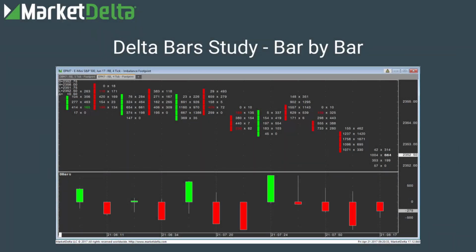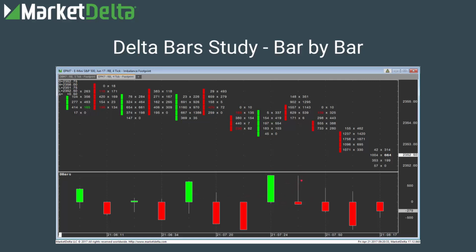All right, the next study we want to look at is delta bars. It's called the delta bars study. This is a bar by bar of delta. It's very similar to the volume study set to delta, except this one actually builds a candle for delta. So let's take a look right here.